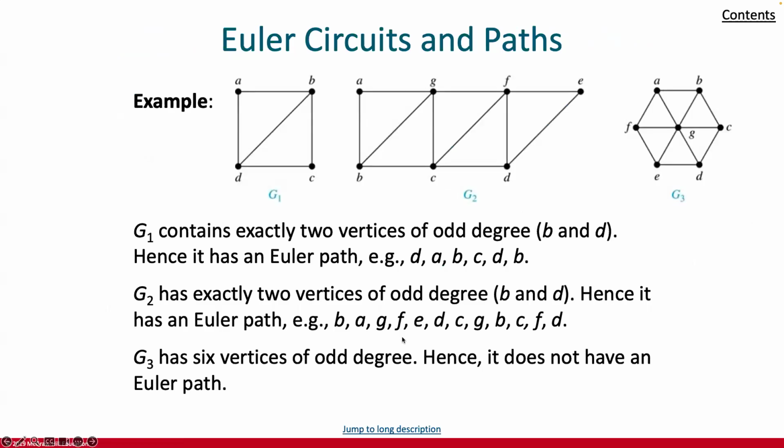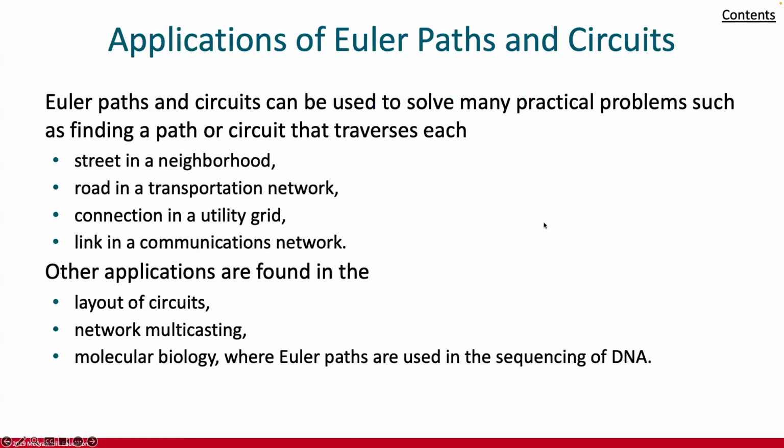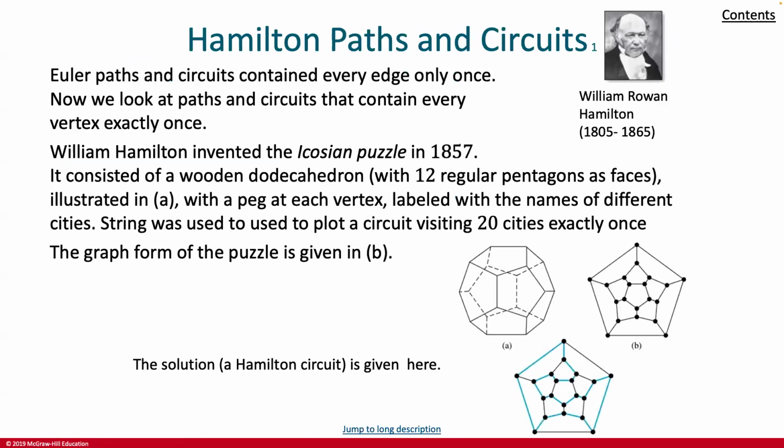So here is another example. I'm going to skip over this for the sake of time. So the application of Euler paths and circuits: Euler paths and circuits can be used to solve many practical problems, such as finding a path or circuit that traverses each street in a neighborhood, road in a transportation network, connection in a utility grid, and link in a communication network. Other applications are layout of circuits, network multicasting, and molecular biology, where Euler paths are used in the sequencing of DNA.